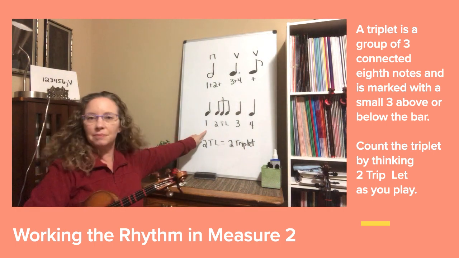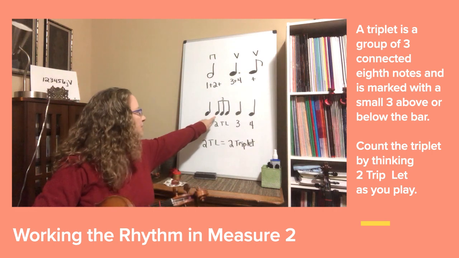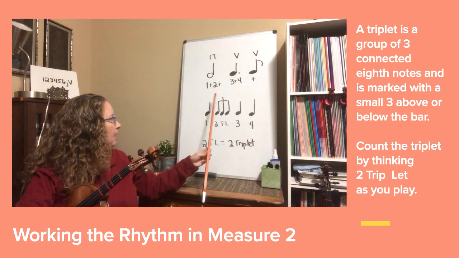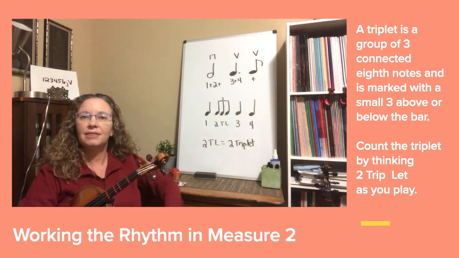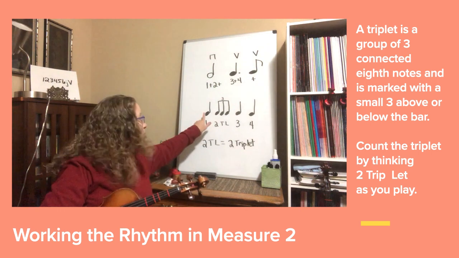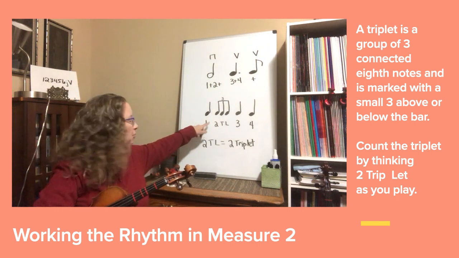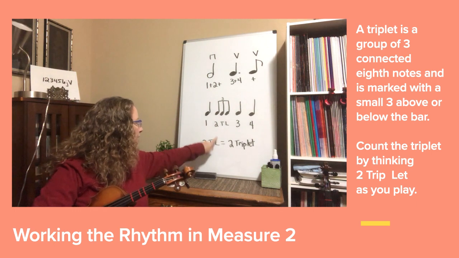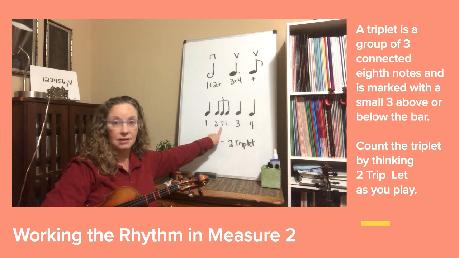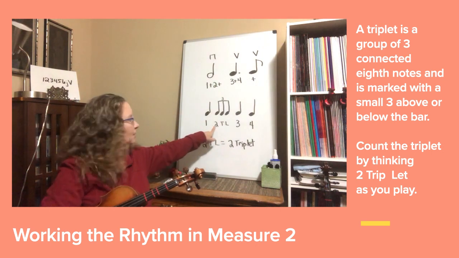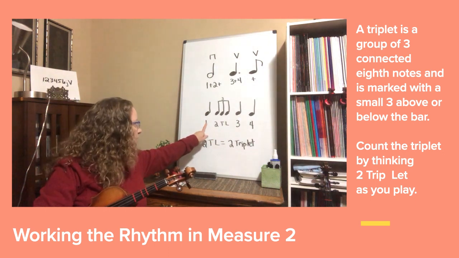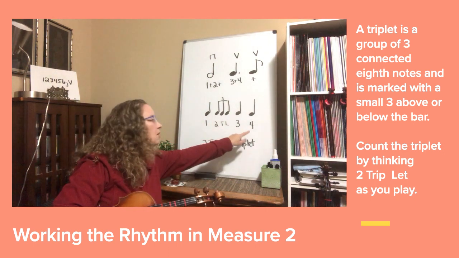Now look at the rhythm down below. We've got this group of 3 notes that are attached together with the bar, and they have the tiny 3 at the top. That's called a triplet, which means 3 notes fit where 1 quarter note used to. When we're counting it, the 2TL stands for 2 triplet. So I actually say 2 triplet, but that's a little much to be writing in. So let me demonstrate. If this is our quarter note, 1, 2 triplet, 3, 4.